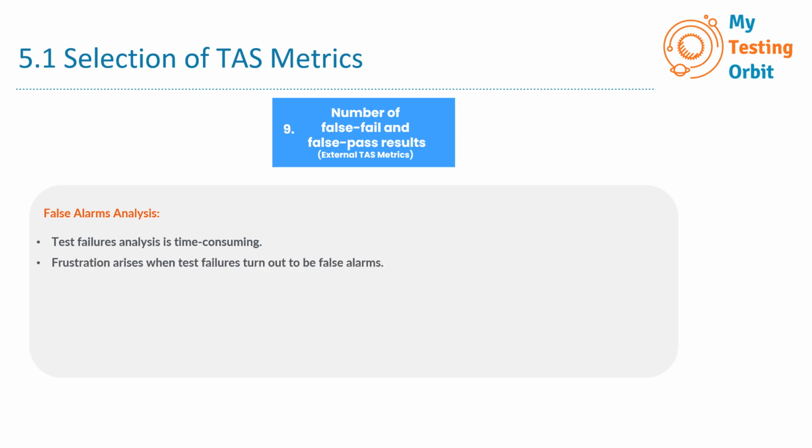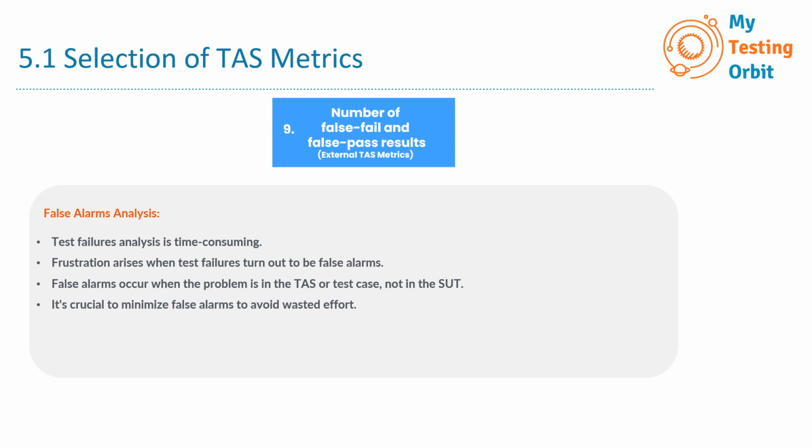Frustration arises when test failures turn out to be false alarms. Imagine the frustration when you put in all that effort to figure out why a test failed, only to discover that there was nothing wrong in the first place. It's like a false alarm in a fire drill. False alarms occur when the problem is in the TAS or test case, not in the SUT. Now, false alarms happen when the issue is not with the software you are testing. Instead, the problem might be in your testing tools or the way you have set up the test case.